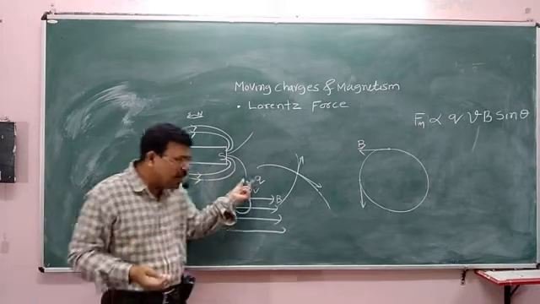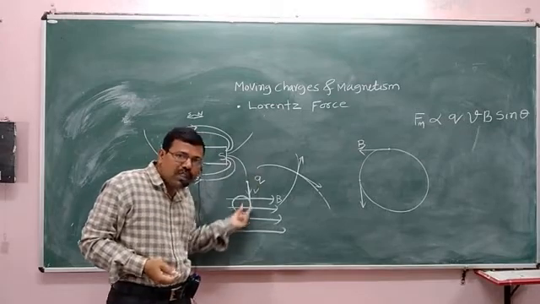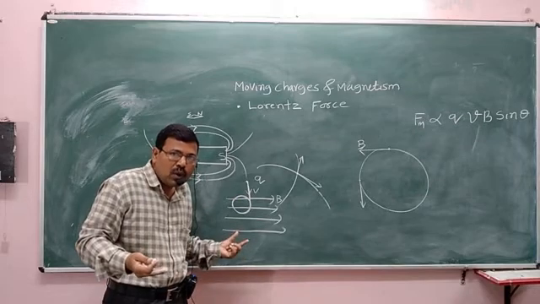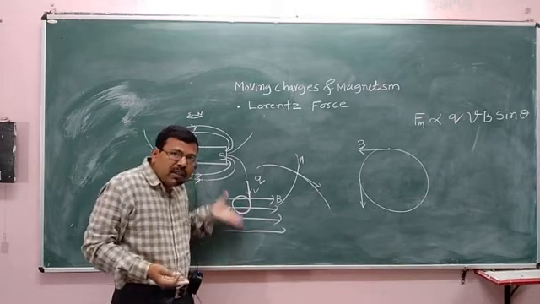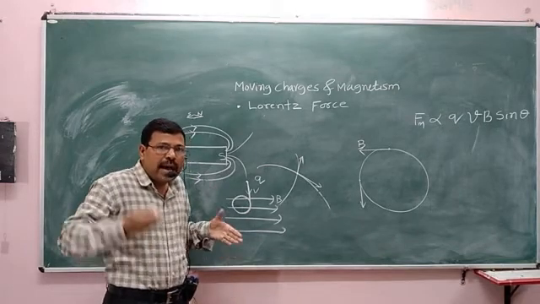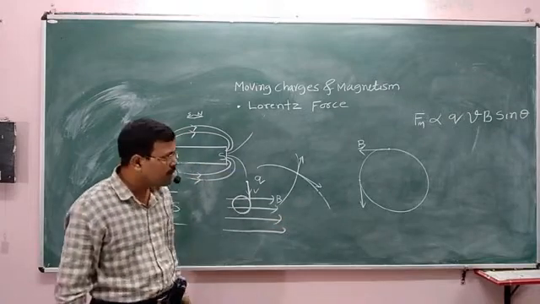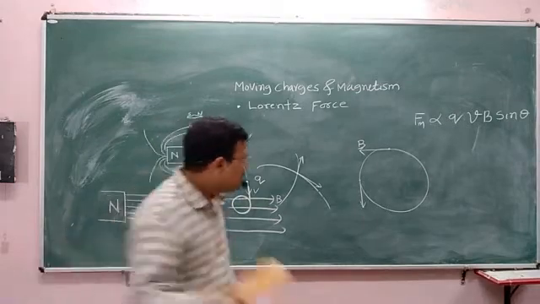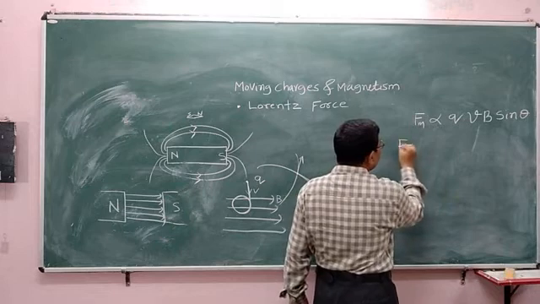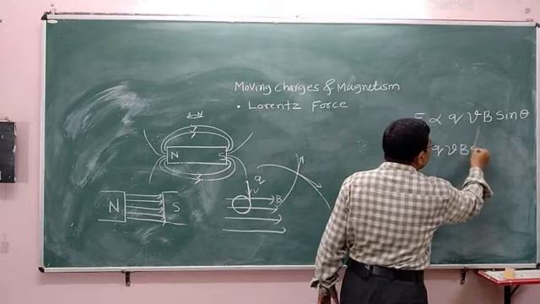It depends on the magnitude of charge. It depends upon the velocity with which the charge is moving in the magnetic field. It also depends on the strength of the magnetic field in which the charge is moving, and on the angle between the velocity and the magnetic field. Fine. Then Lorentz writes this as Fm is equal to Q V B sine theta.